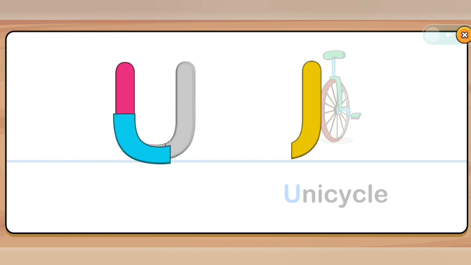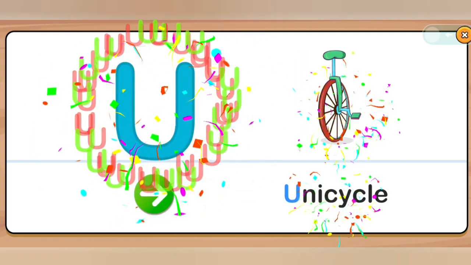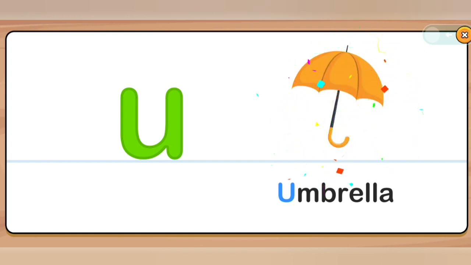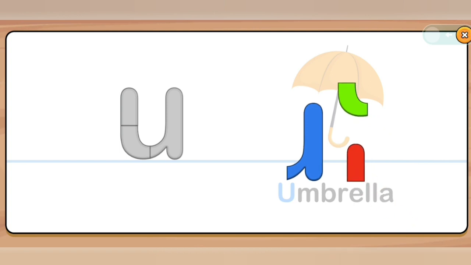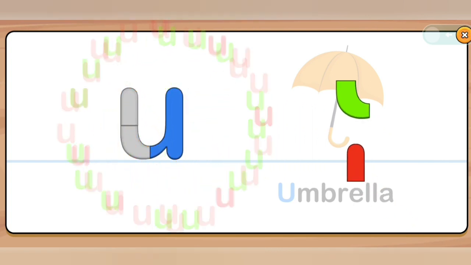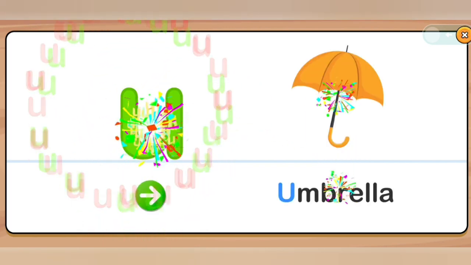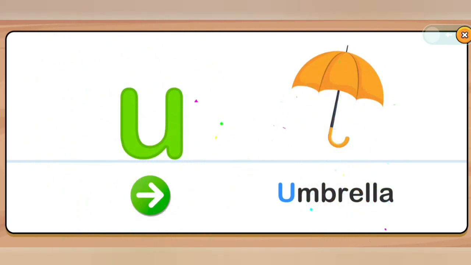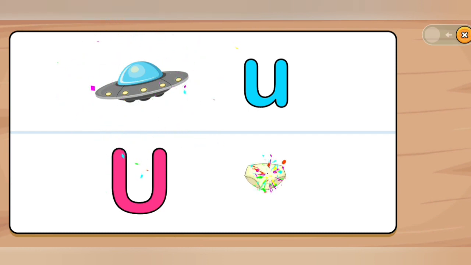Great. Wow. Wow. U is for umbrella. Good one. Well done. Great. U is for UFO and for underwear.